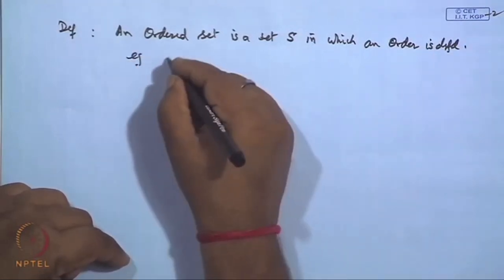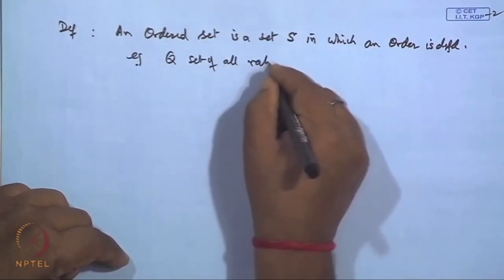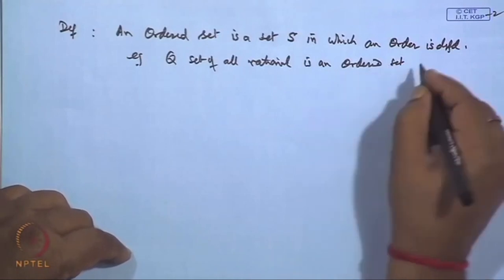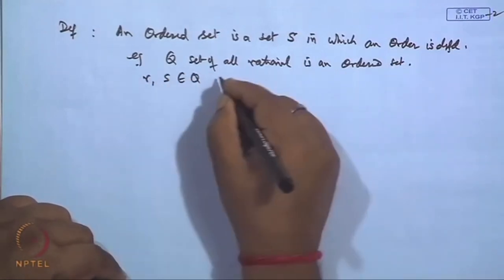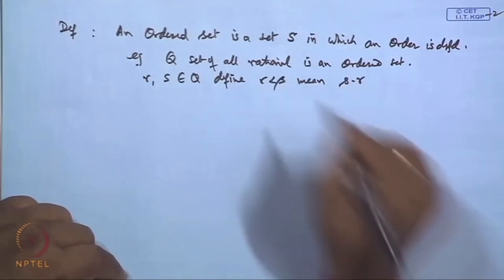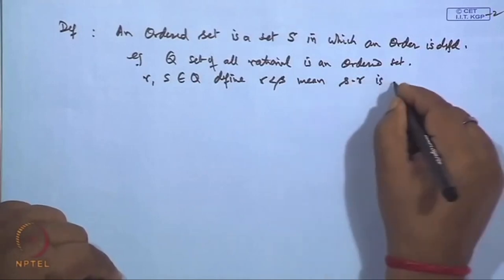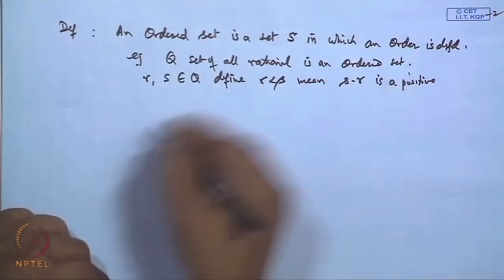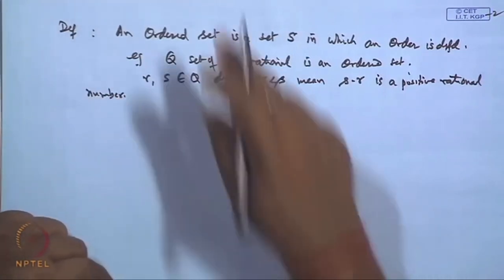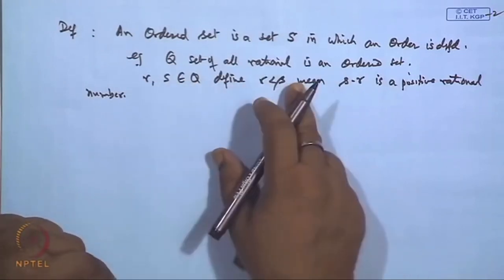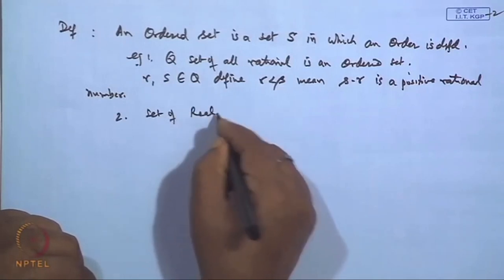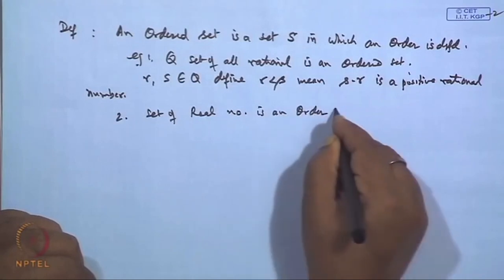For example, the set of all rational numbers is an ordered set, because if we take r and s, suppose these are two rational numbers, and define the relation r is less than s to mean s minus r is a positive rational, then obviously it will satisfy these two properties which we have stated. So the set of rational numbers is an ordered set. The set of real numbers is an ordered set.